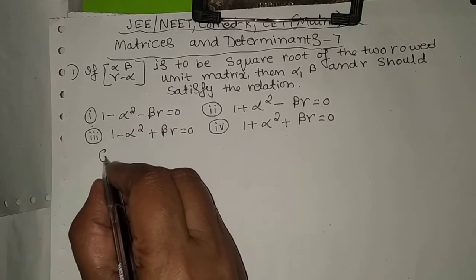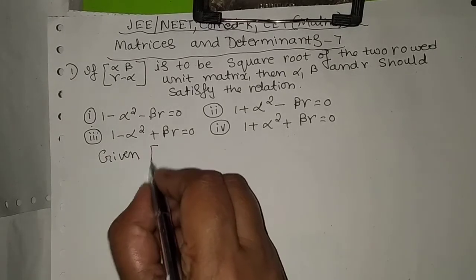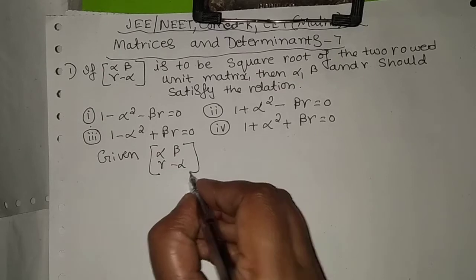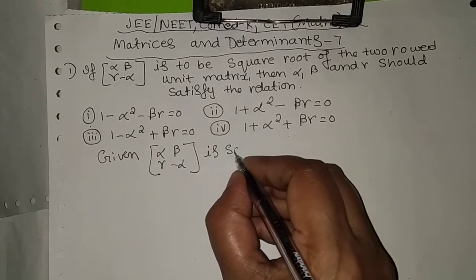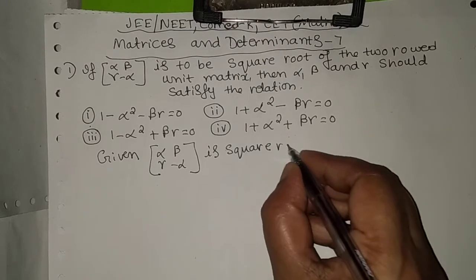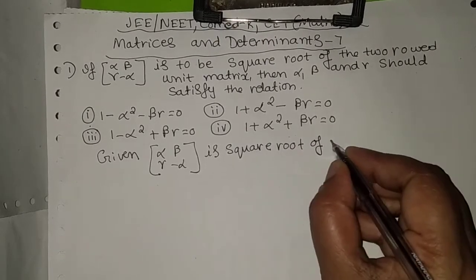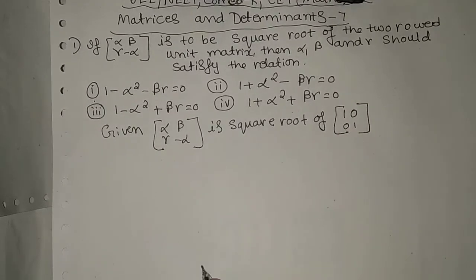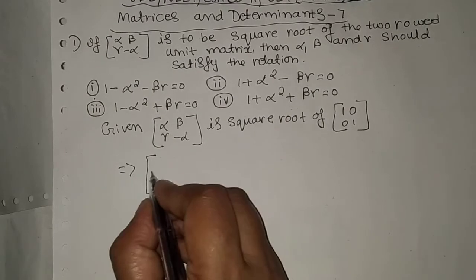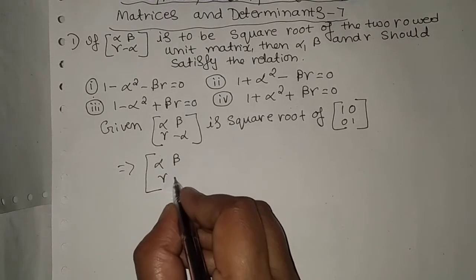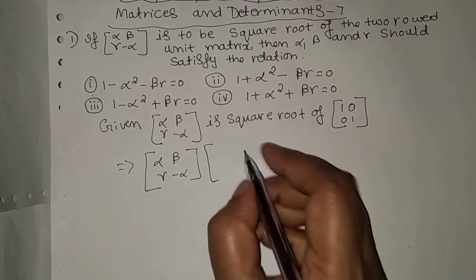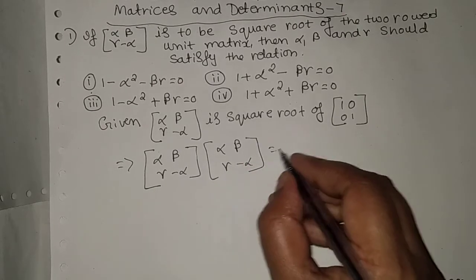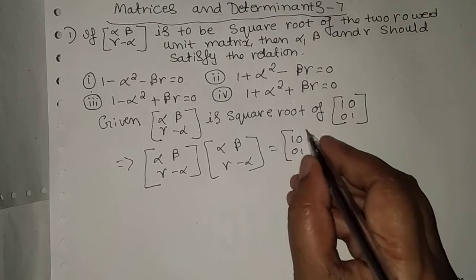First, write down the given matrix. Then they have given the square root of the unit matrix. The unit matrix can be written as the 2 cross 2 matrix 1 0 0 1. The next step is to square this matrix, which is equal to the unit matrix.